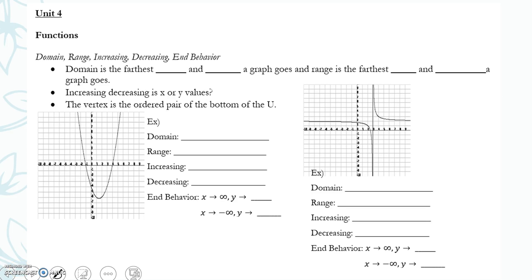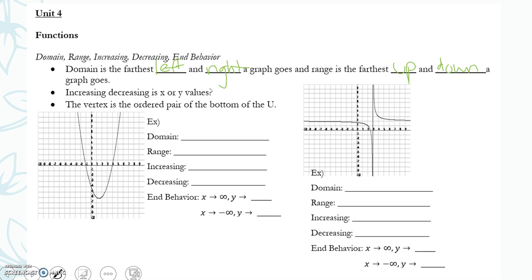Today we're going to review functions. So the first thing is when looking at a graph, how to identify everything. Domain is the farthest left and right a graph goes, and range is the farthest up and down a graph goes.